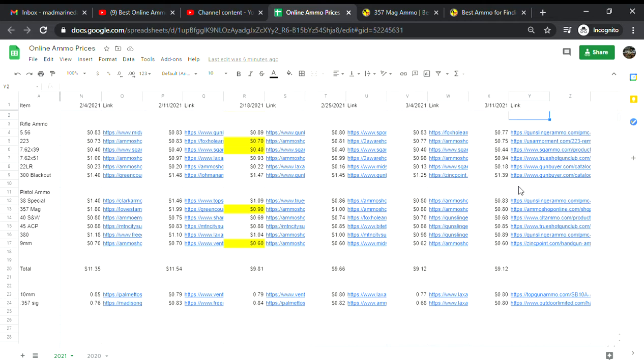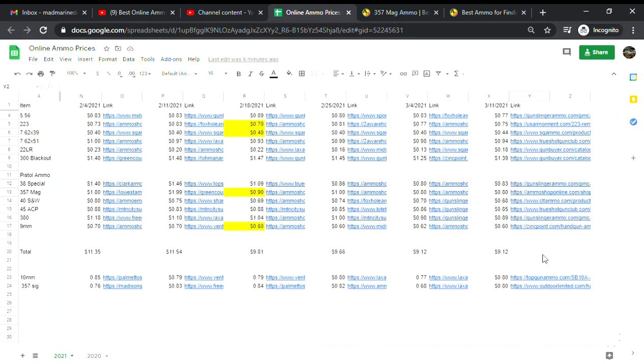22 long rifle, 18 cents a shot. That's awful. Don't pay it unless you have to, and even then, don't pay it. 300 blackout, $1.39 online was the best I could find. However, I actually saw some of this in stores recently, and it wasn't a bad price, and I'll make another video about that later.